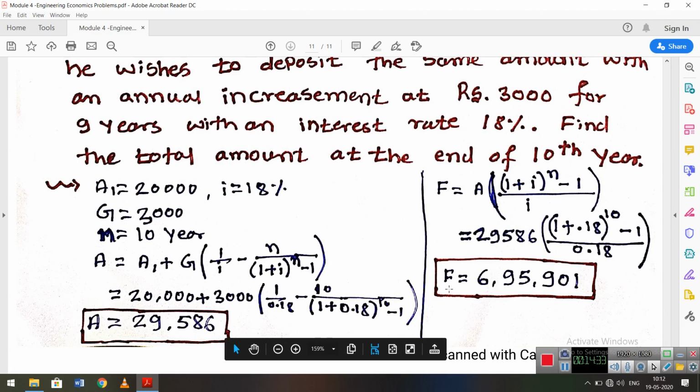By taking this annual equivalent amount, we can calculate the future amount, the single payment amount, by using the same equation once again, very easily. This formula we have already discussed. I think there are 3 to 4 formulas, and those are very important, and you can read them. If you have any doubts, you can ask. The future amount is 6,95,000, that means around 7 lakh is the amount he will get.